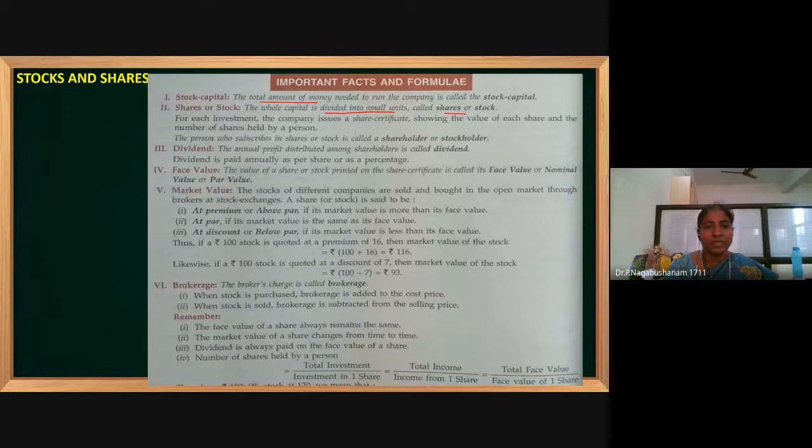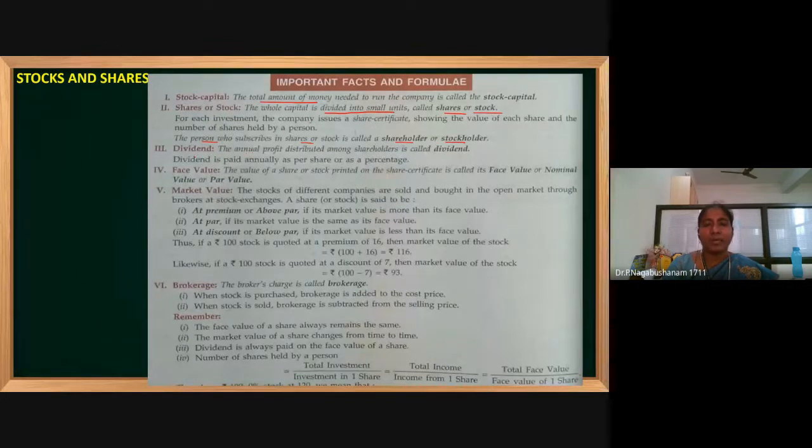If you go to dividend, the person who holds the shares is called shareholder or stockholder. These are the terminologies we will come up in the problems. So we should be clear what we are discussing. Shares or stock, okay, it is one and the same. Total money. Shares means individual subunits.